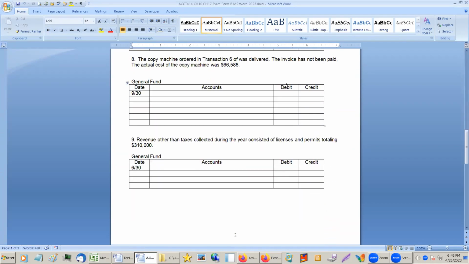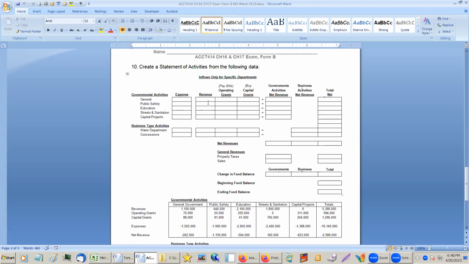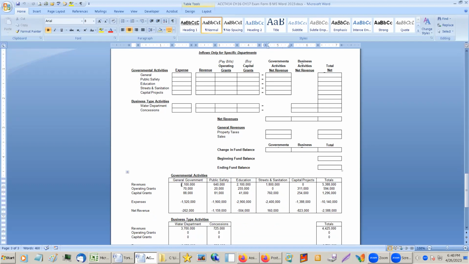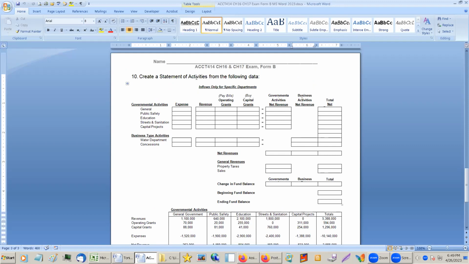And you'll go through and make these all general fund accounts. Now, this statement of activities, you can do it in the PDF or in the Word document. It's on there. You can do it in here. The amounts are down here. It's just like the handout we did in class. So you can do it in either the Word or the PDF handout.